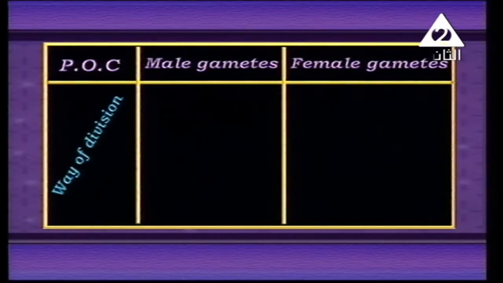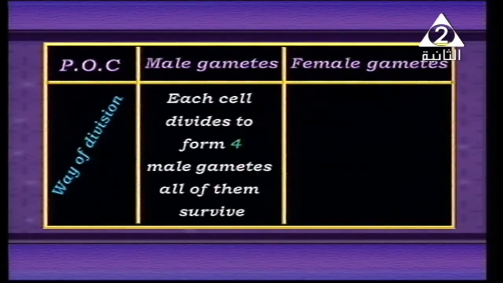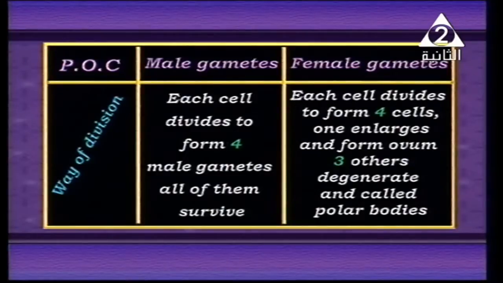And finally, the way of division in male gametes: each cell gives us 4 male gametes, and all of them survive. They can reach and move to the female gametes. While in the case of female gametes, it doesn't happen like that. Each cell gives us 4 cells, but each one cell gives us 4.